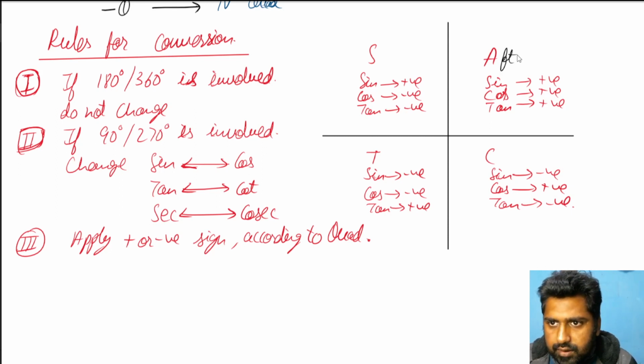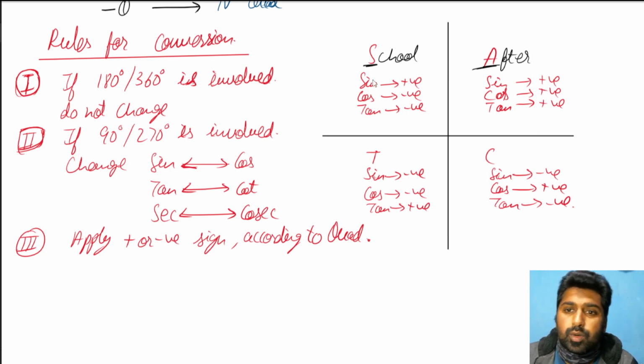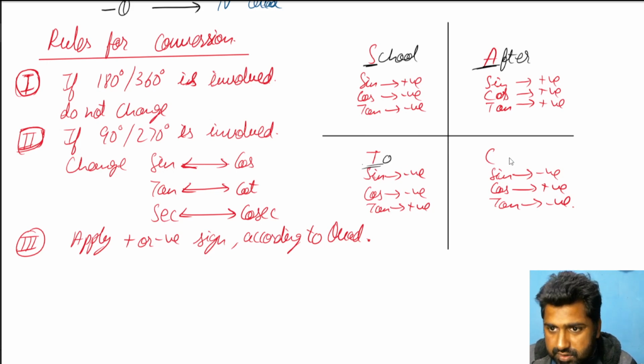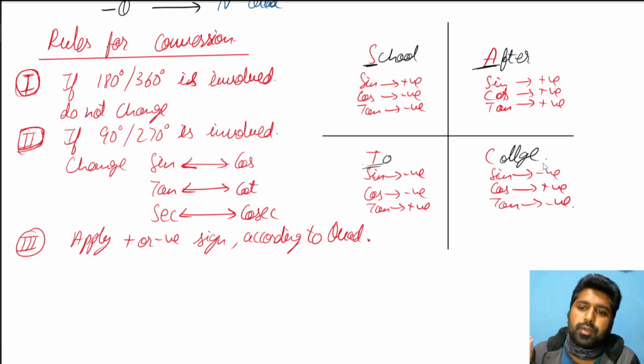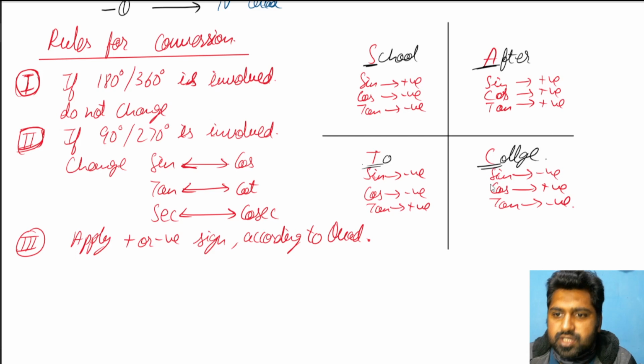This is After School To College. So A means in the first quadrant everything is positive. S means in second quadrant sine is positive. T means tan is positive, rest everything is negative. C, cos is positive. So After School To College. If you remember this mnemonics, it will help you to decide in which quadrant which is positive and which is negative.